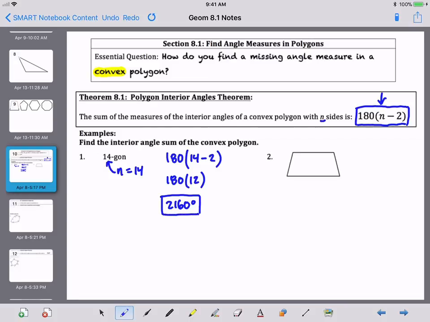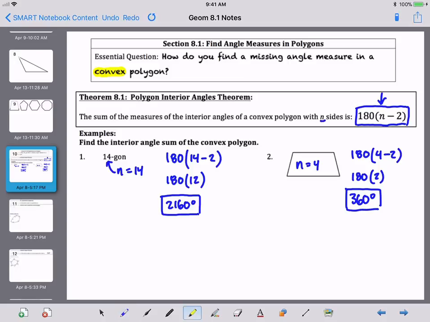In number 2, I noticed that this has 4 sides. This is a 4-sided figure, or a quadrilateral. And we're just going to plug n equals 4 into this formula. So 180 times 4 minus 2, which is 2, and 180 times 2 is 360 degrees.